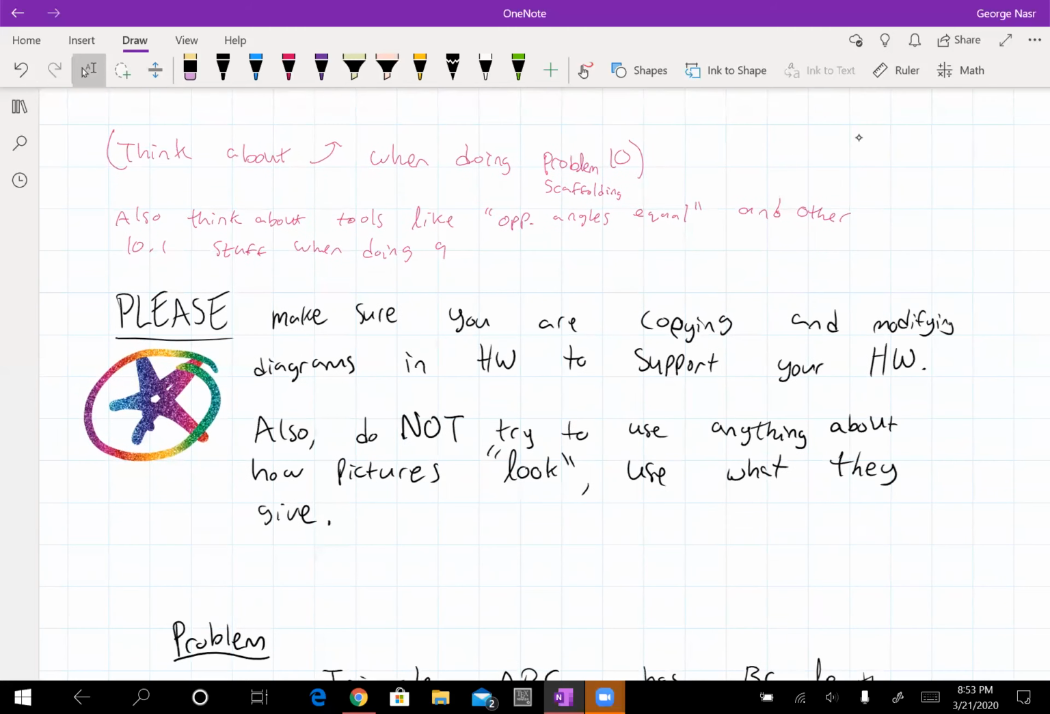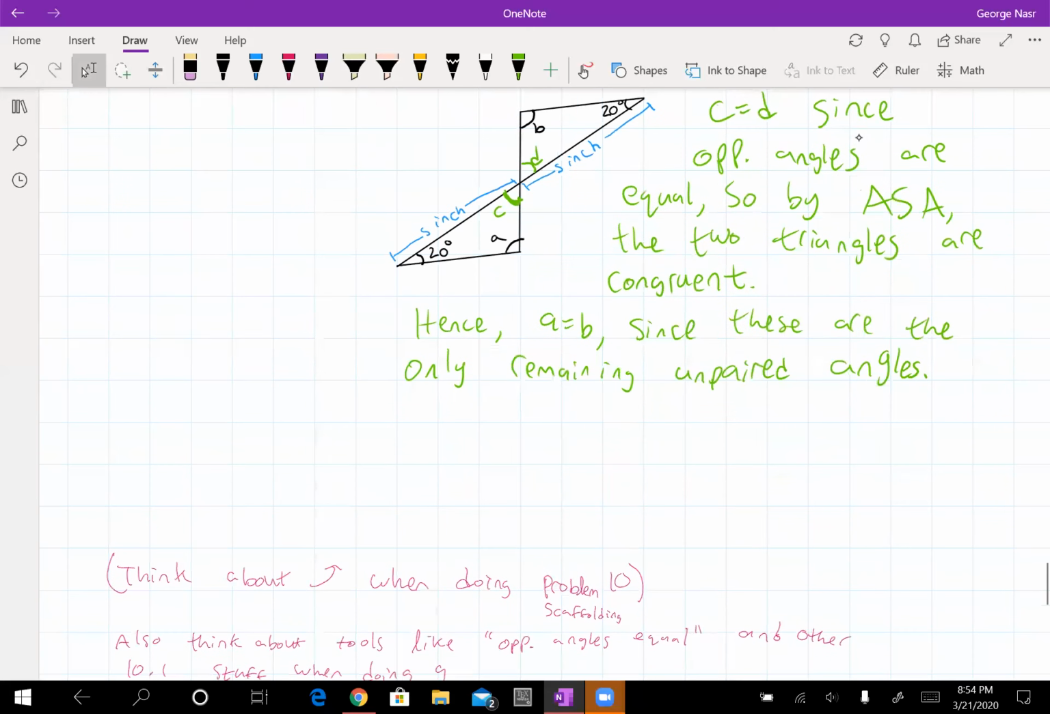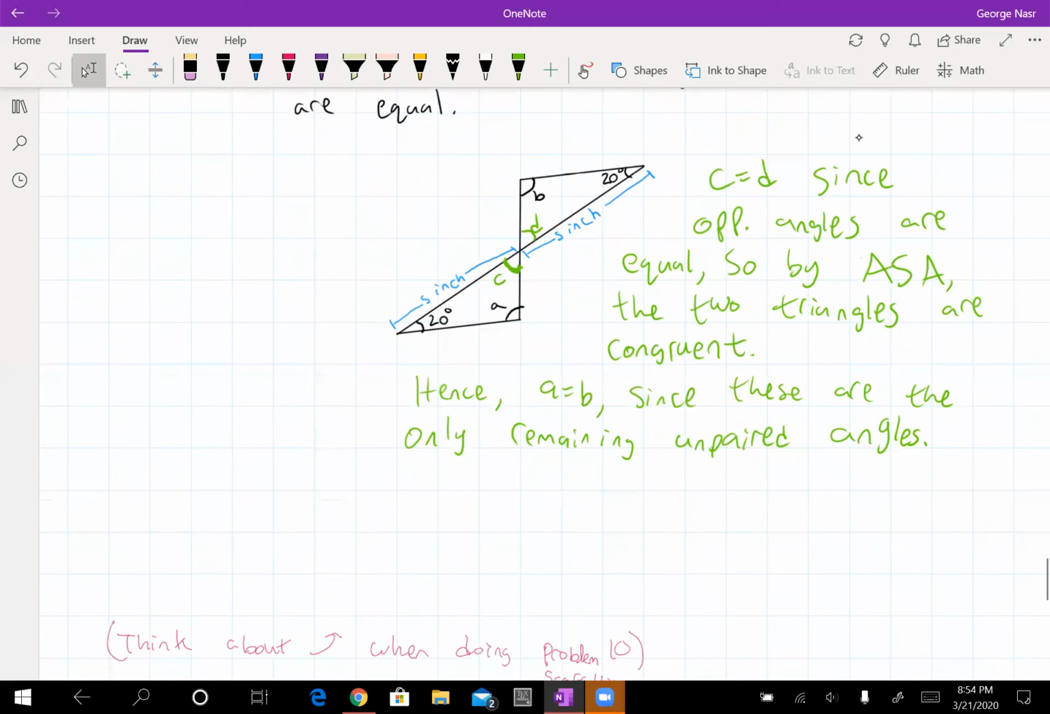Also, I made a comment on this earlier. Don't try to use anything about how the pictures look. Even if, for example, this side here and this side here kind of look the same length, you can't just arbitrarily decide they're the same length. You're also not expected to take out a ruler and measure the lengths of those sides. You are expected to use just the picture and tools like opposite angles being equal, parallel postulate, etc. Those are the only things you have in order to show that these things are true using angle, side, side, side, or side, angle, side.